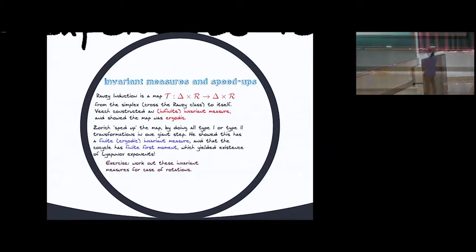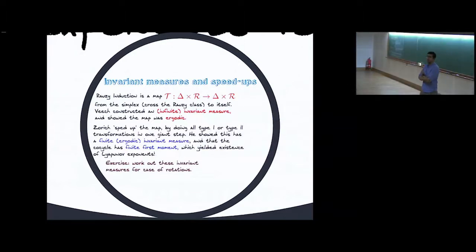Veech constructed an infinite invariant measure for this transformation. Basically, the density was some rational function of the lengths, something like 1 over lambda 1 plus something or other. And he showed that it was ergodic. You can still talk about ergodic with respect to an infinite measure. It just means that invariant sets have measure 0 or their complement has measure 0.